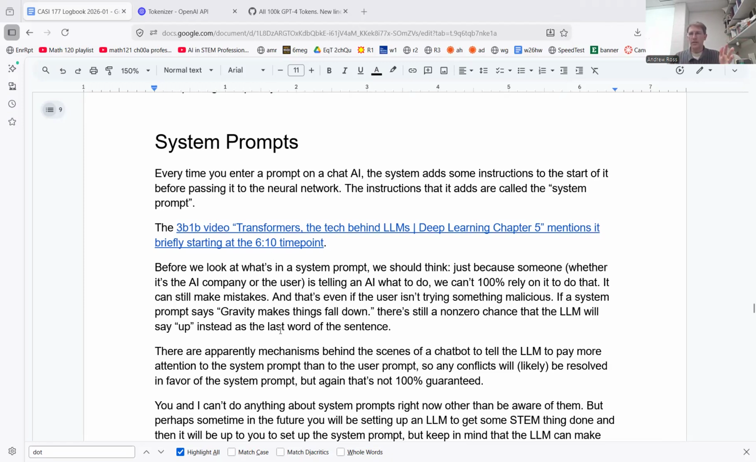There are apparently mechanisms behind the scenes of a chatbot to tell the LLM to pay more attention to the system prompt than to the user prompt. So any conflicts would likely be resolved in favor of the system prompt. But again, that's not 100% guaranteed.